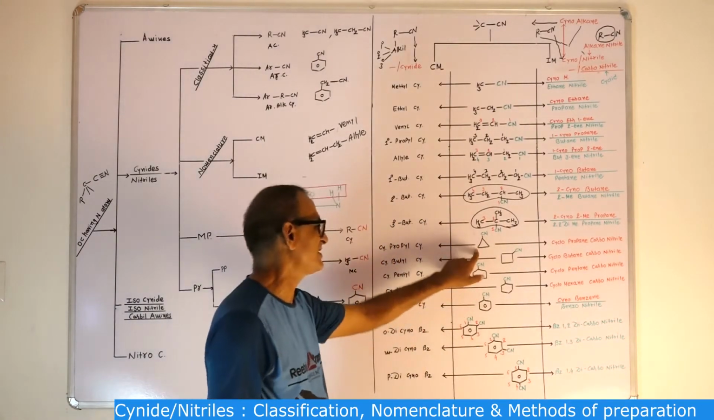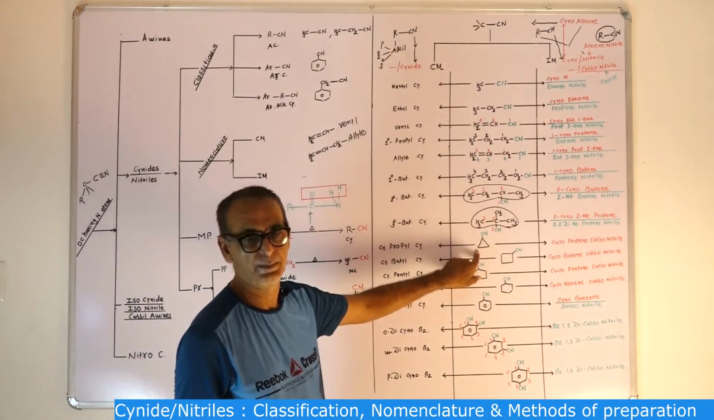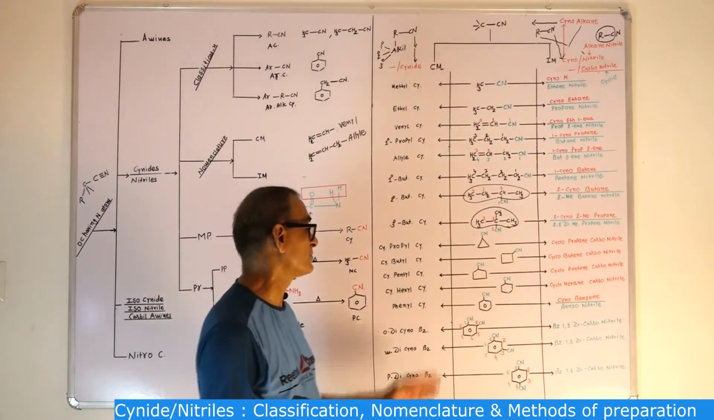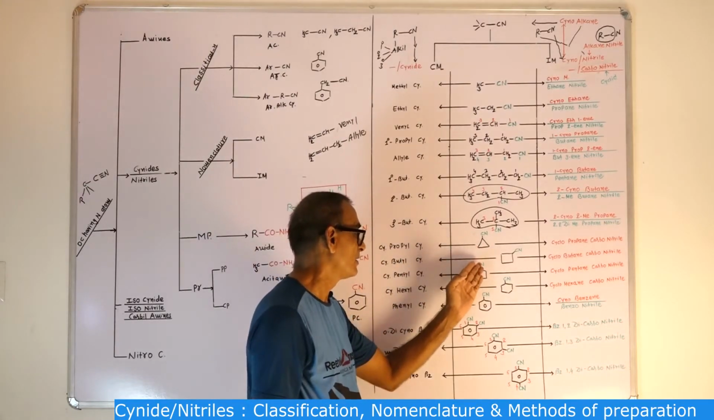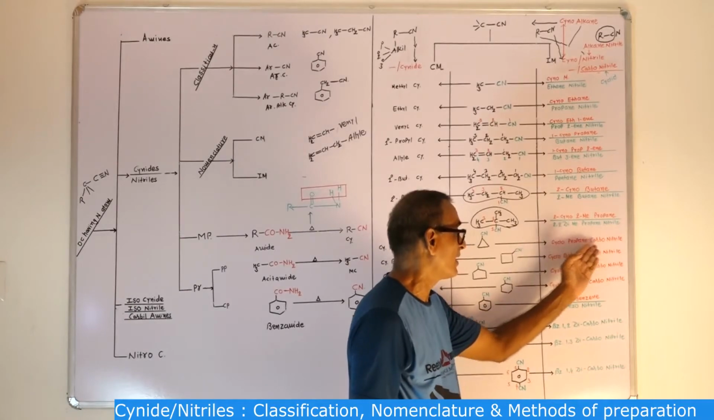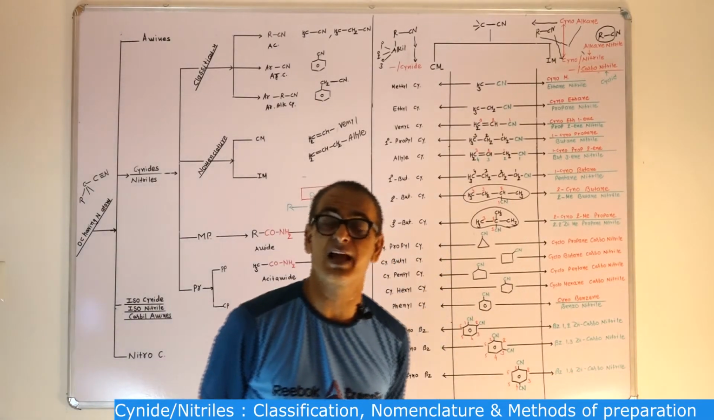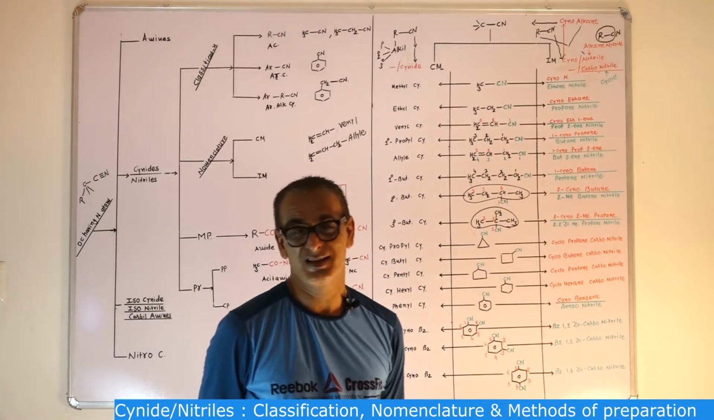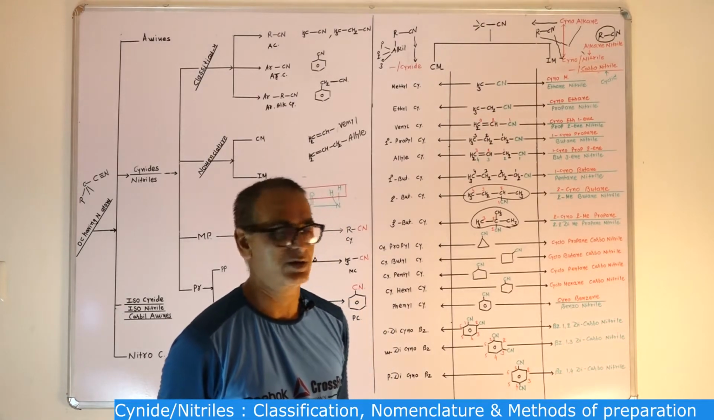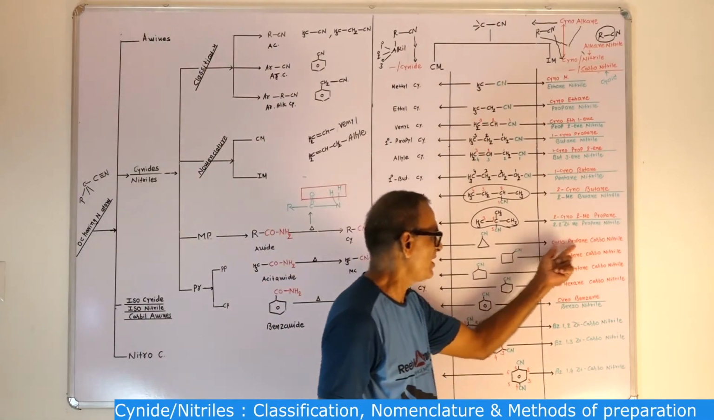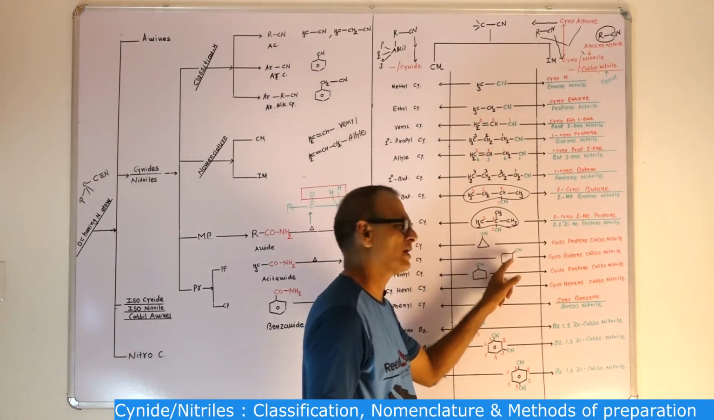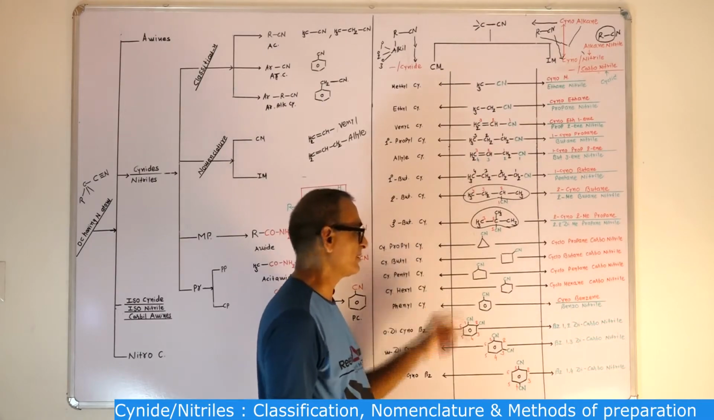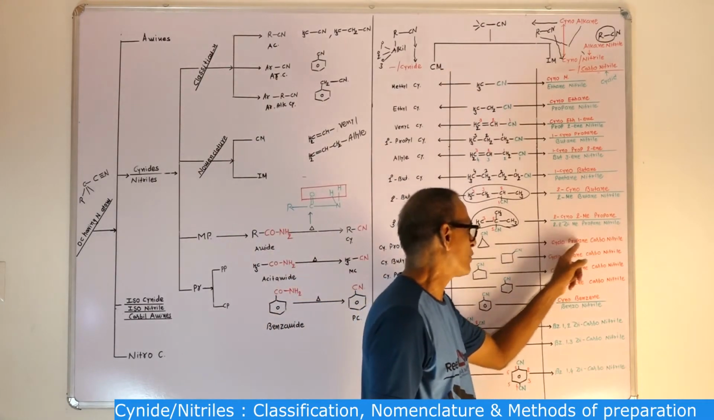Yes, this is a cycloalkane type compound. When you remove one hydrogen from cyclopropane, it will give cyclopropyl cyanide. Cyclopropane carbonitrile. Now you see, in the case of cyclic compounds, carbonitrile is to be used as a suffix during nomenclature in IUPAC method. This is the square, 1, 2, 3, 4, 4 carbon atoms are there. Cyclobutyl cyanide. Cyclobutane carbonitrile.